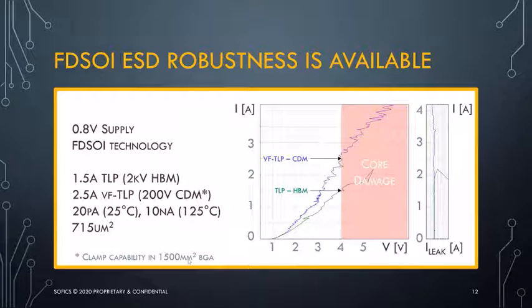Two very important features here. The leakage. 20 picoamps at room temperature, 10 nanoamps at 125 degrees C. And an area that is very, very small, 715 square micrometers. I'm also showing you here what the core damage is for the thin gate oxide transistor, that if you're applying it for that particular situation, the performance is not limited by the actual failure current of the TLP curves, but the limit here where there's a crossover into the danger zone, the so-called core damage zone.